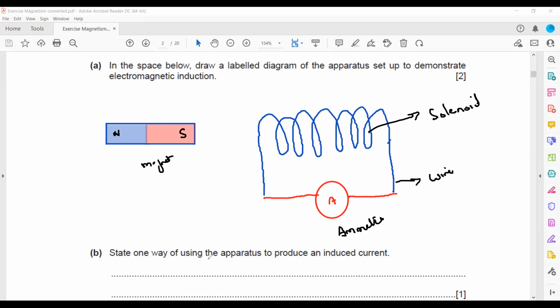State one way of using the apparatus to produce induced current. How can we produce a current? As I mentioned, either we move the magnet towards or away, or we move the solenoid towards or away, or we move both of them towards or away, that can induce EMF. So the simple thing we can do is move the magnet towards or away.